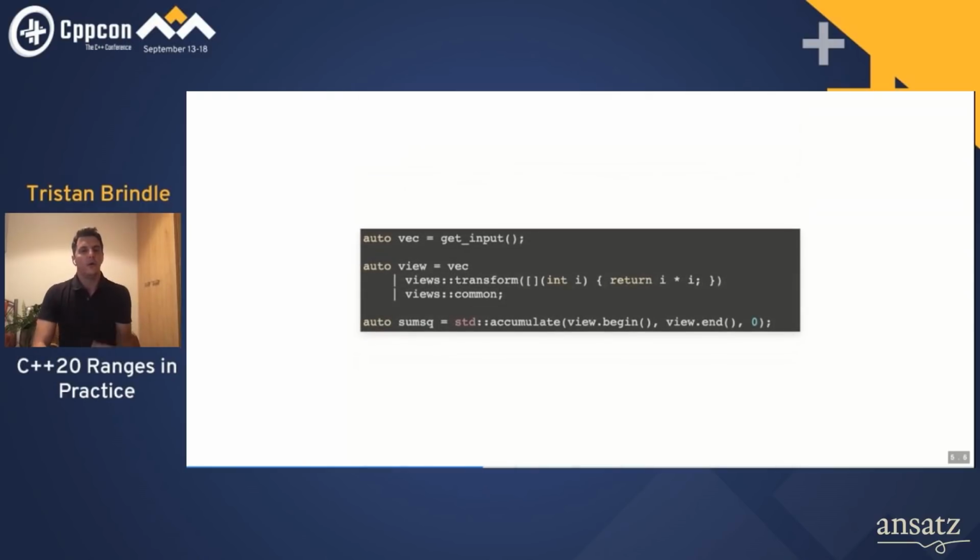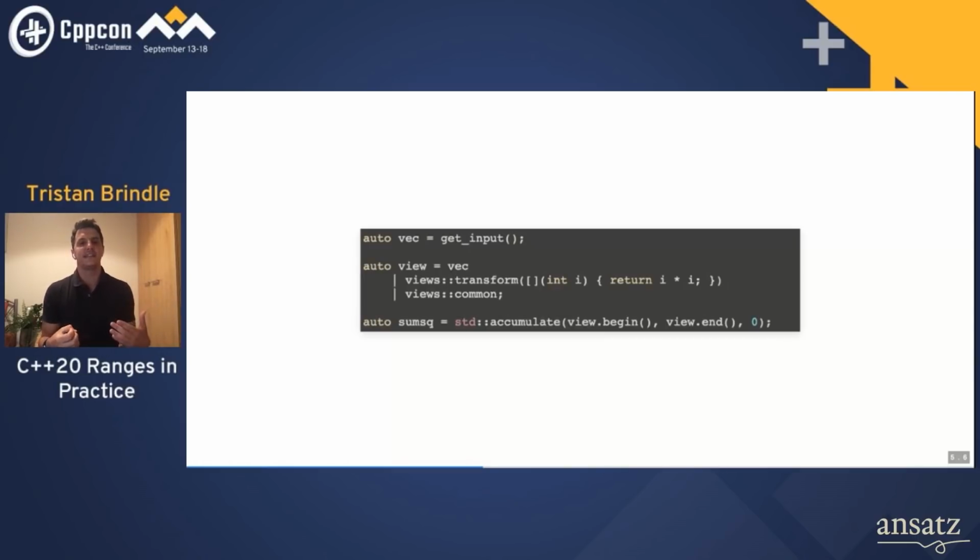And we can write it using the pipe syntax as well. So we have vec, and then we pipe it through views transform with this square operation, and then we pipe it through views common. Just to explain what's happening there, it turns out in this specific case, we don't need views common. We can get away without it. But because accumulate is a C++17 era algorithm, it expects its begin and end values to have the same type, for them both to be iterators. But in the ranges world, we can have separate sentinel types, and this is going to confuse accumulate.